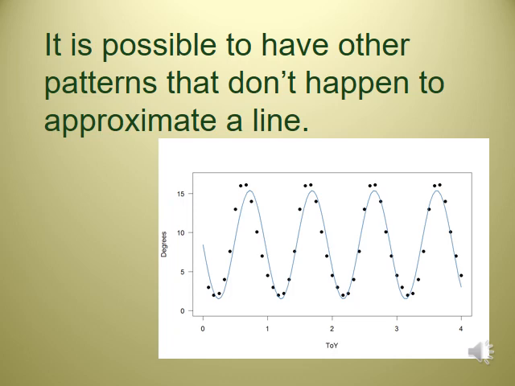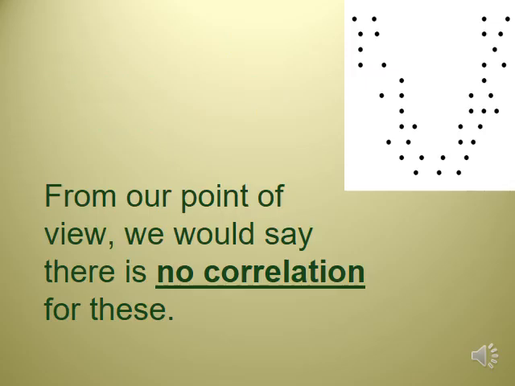Like, for instance, you could look at the temperature outside. It tends to be warmer in summer, cooler in winter, warmer the next summer, cooler the next winter. Or you could even think hotter during the day, colder at night, hotter the next day, colder the next night. When things go up and down, that's a pattern, but it's not a line. There are a lot of patterns that are not lines, and if you took a different statistics class, you might look at the math of how to do that. From our point of view in here, though, if you see a pattern that's not a line, we would say that there's no correlation, or no linear correlation.